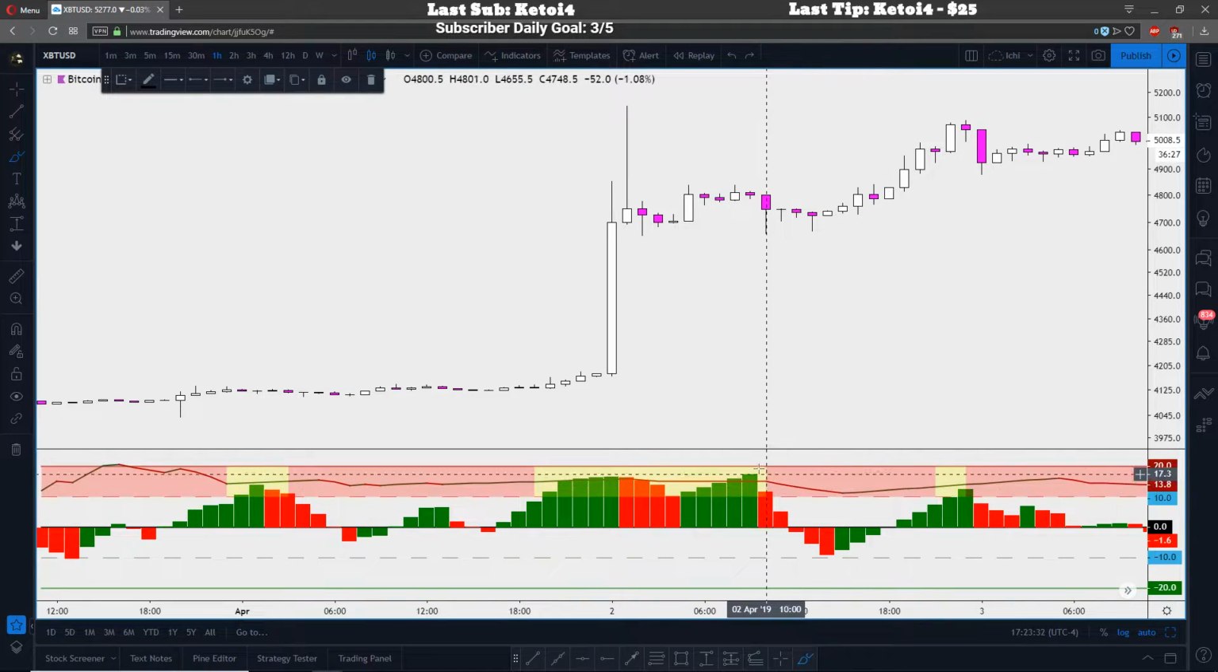So what do we see here? We see another bear trap. So what did I just tell? Oops.